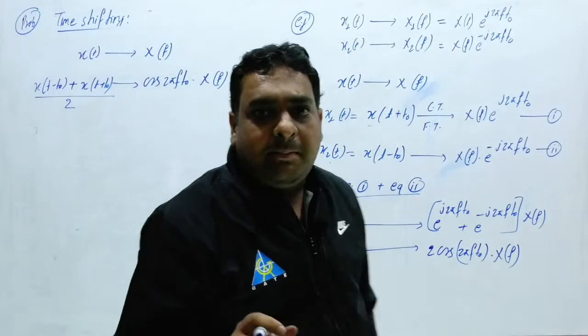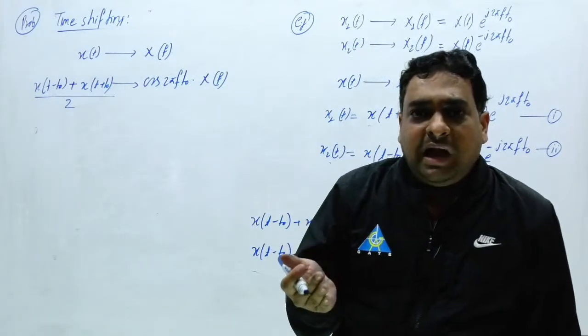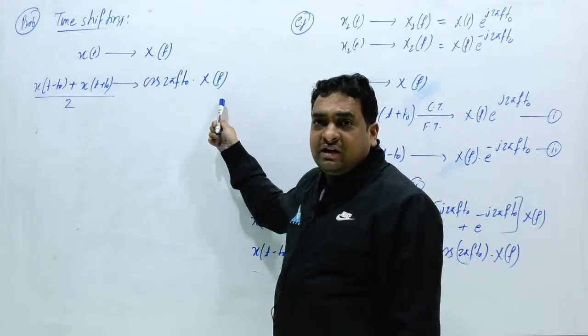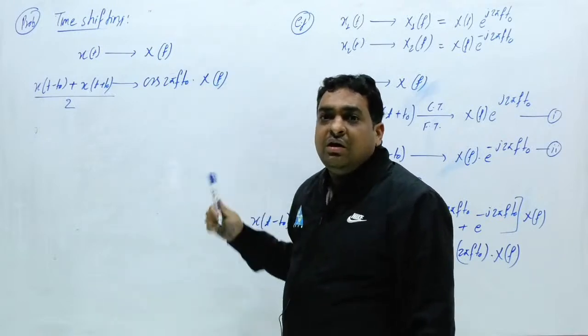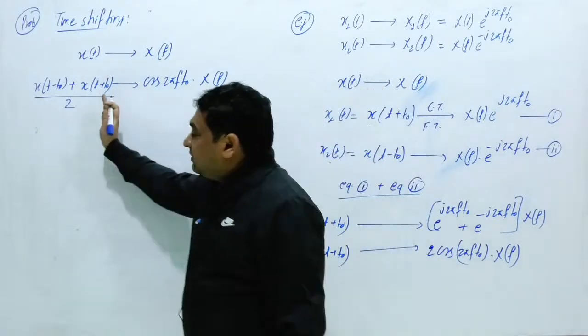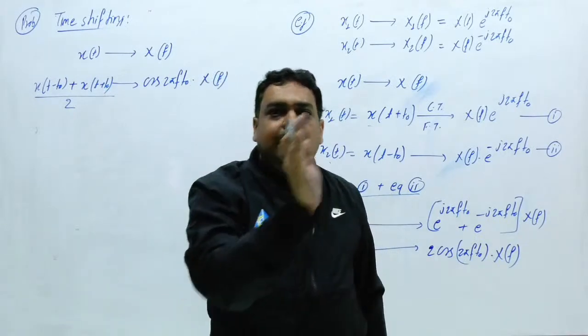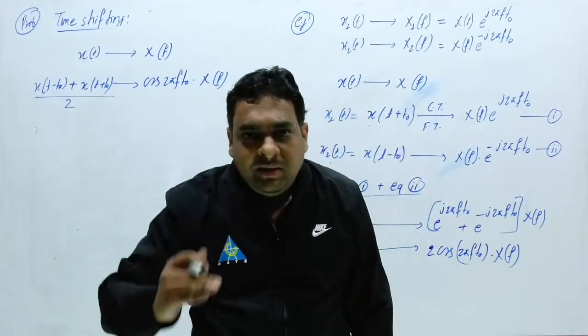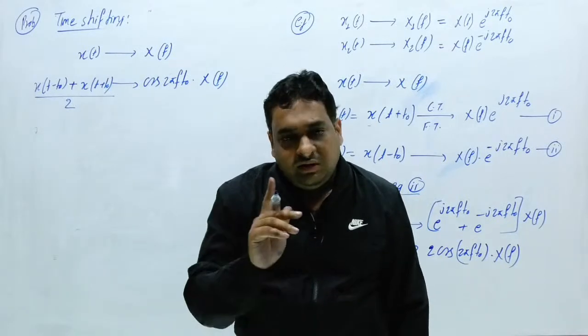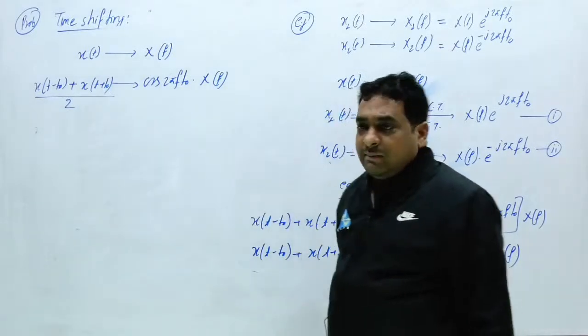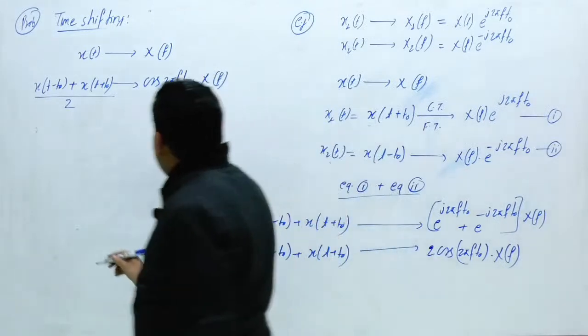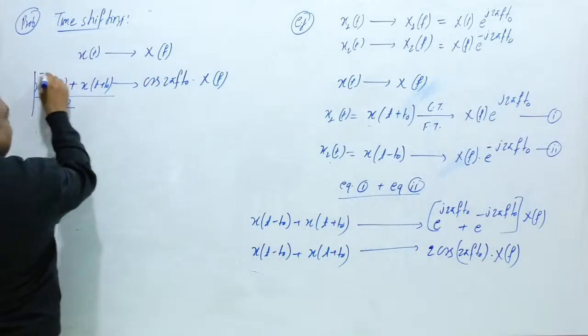So now you should remember, if you multiply the right-sided Fourier transform with a cosinusoidal, the left-sided signal will be one time left shifted and one time right shifted, and the magnitude will be half. This is a very important property.